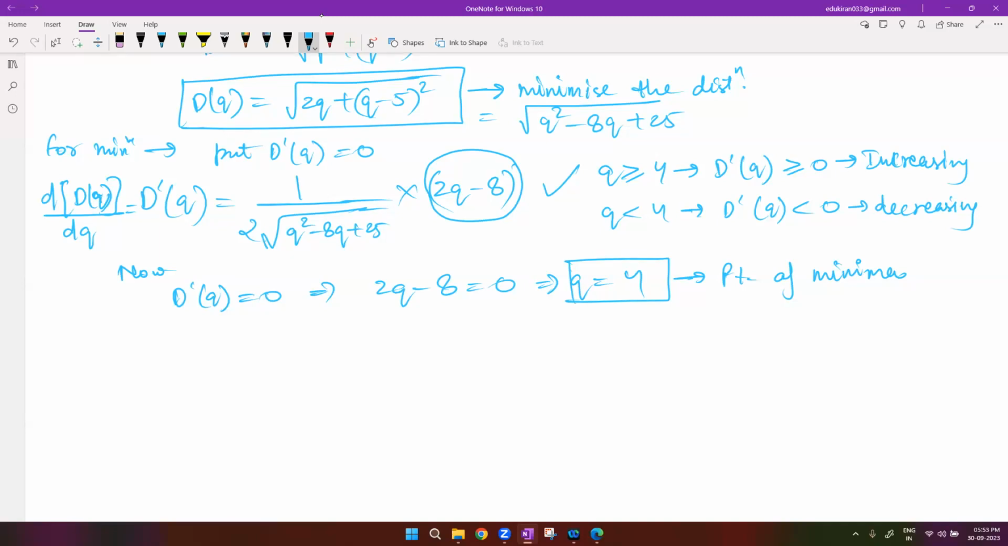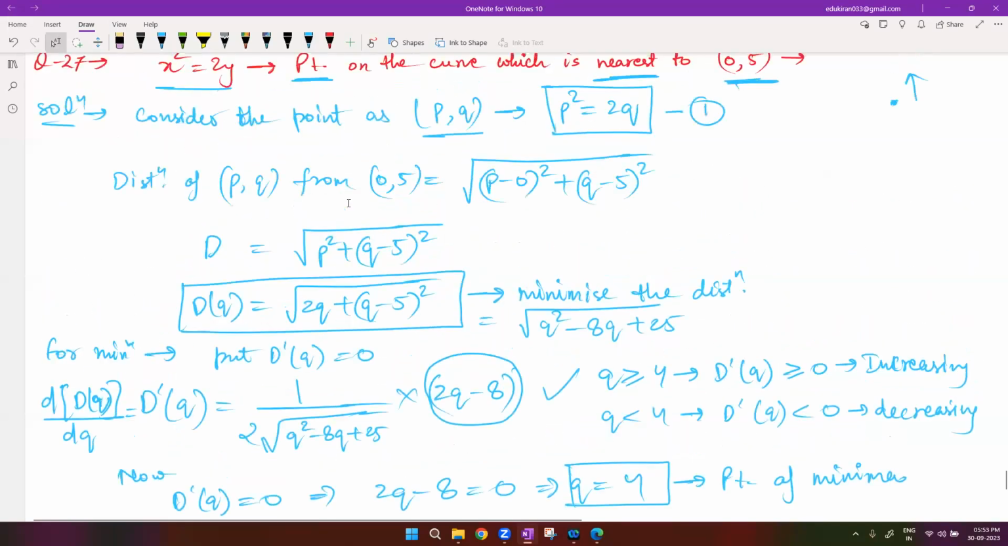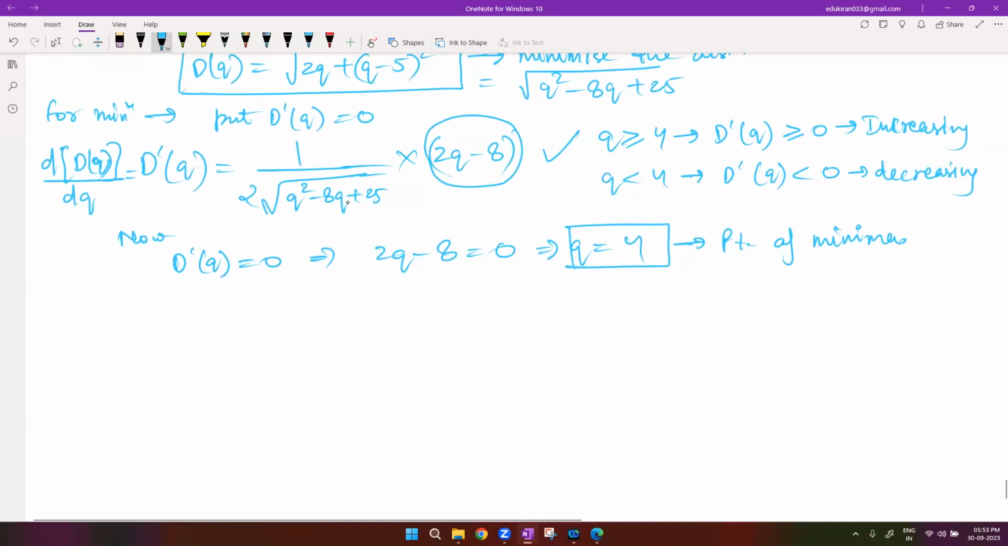So if q is 4, then you can find out what p is using the relation p square is equals to 2q. So if q is 4 and it is a point of minima, then p square is equals to 2q, which implies that p square is equals to 8, which implies that p is 2 root 2. I mean plus minus 2 root 2 obviously, but you will see that p 2 root 2 will be nearer as compared to p minus 2 root 2. Okay.